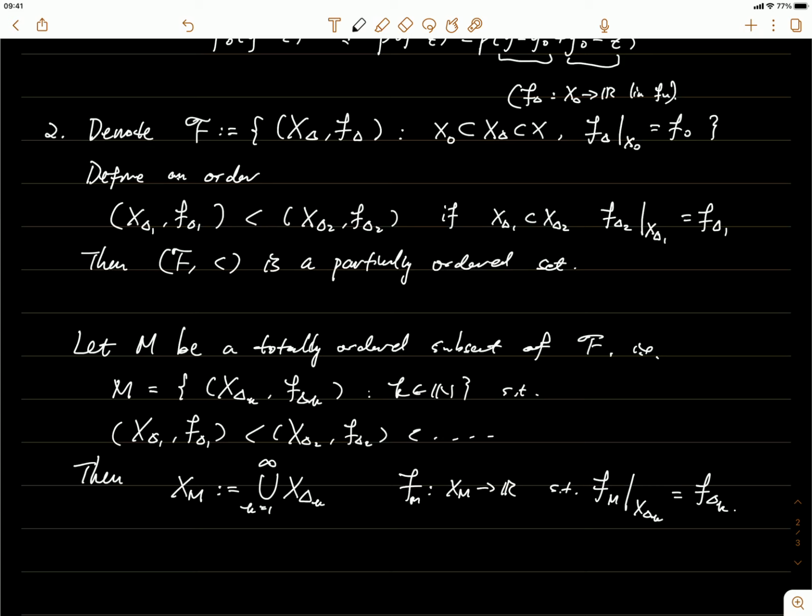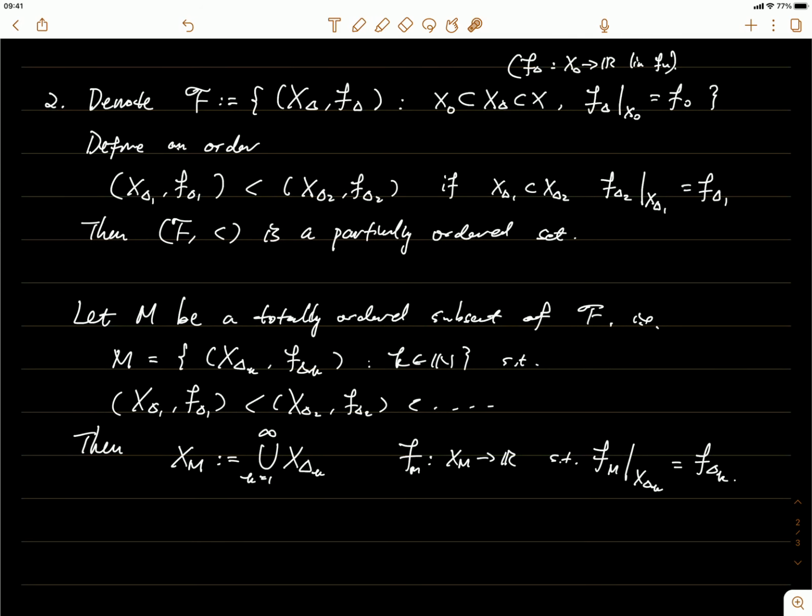So what this is, it's just taking the union of these linear subspaces, because each is contained in the next one, and so on. The union is still a linear subspace, which we denote by X_M. And we also define the linear function F_M on this linear subspace, and it coincides with each one of them because every one of them is an extension of the previous one. So we can define this F that is the same as each individual one when we restrict to the specific linear subspace. So that is an upper bound. Apparently (X_M, F_M) is an element in F, and it contains every pair in M.